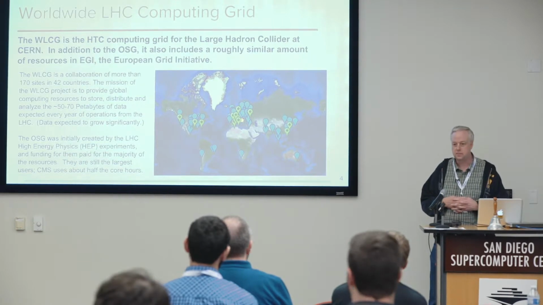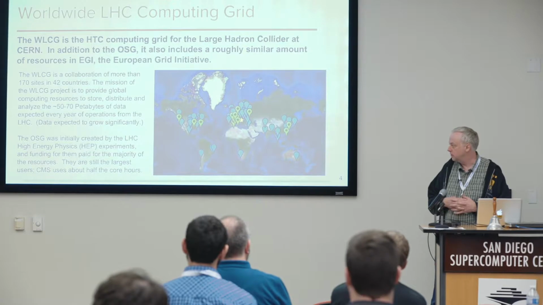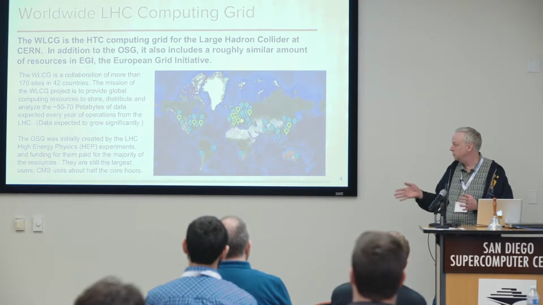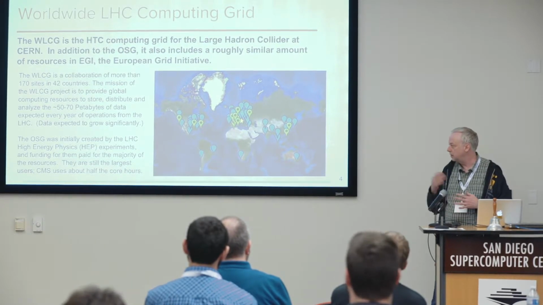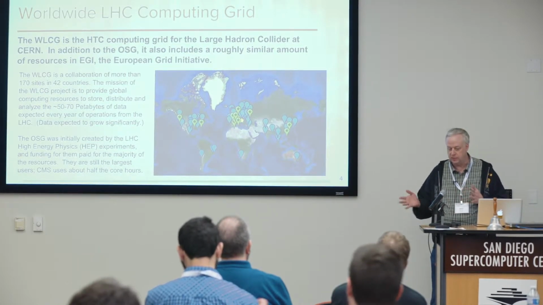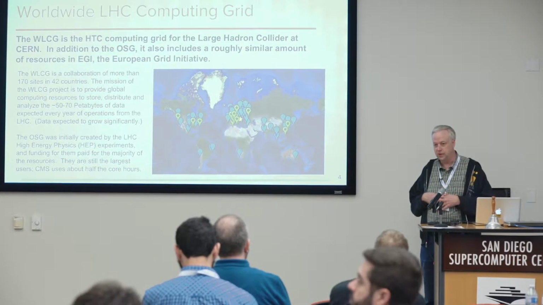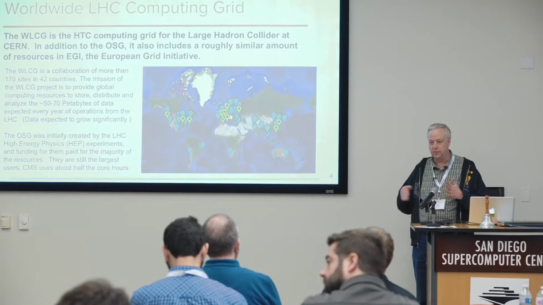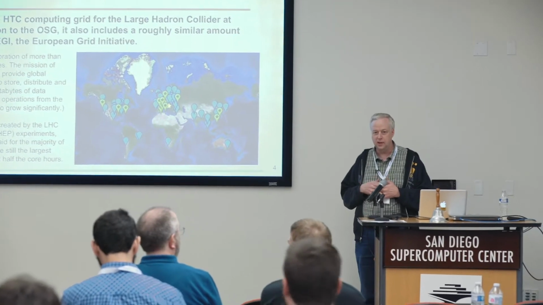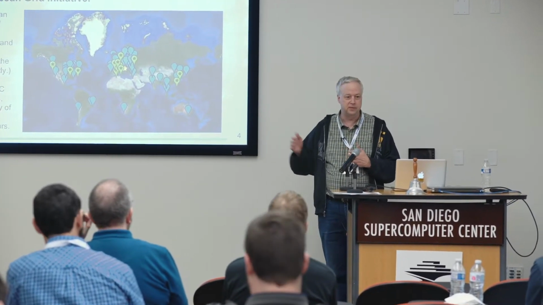I wanted to point out that there's 50 to 70 petabytes of data just from the LHC, and this is expected to grow significantly, especially in 2026 when the High Luminosity LHC comes online. There's going to be another jump by a factor of 10 in data at that point. Meanwhile, it's growing at a Moore's Law type of rate until then, and then there's going to be a big jump of 10 in 7 years.